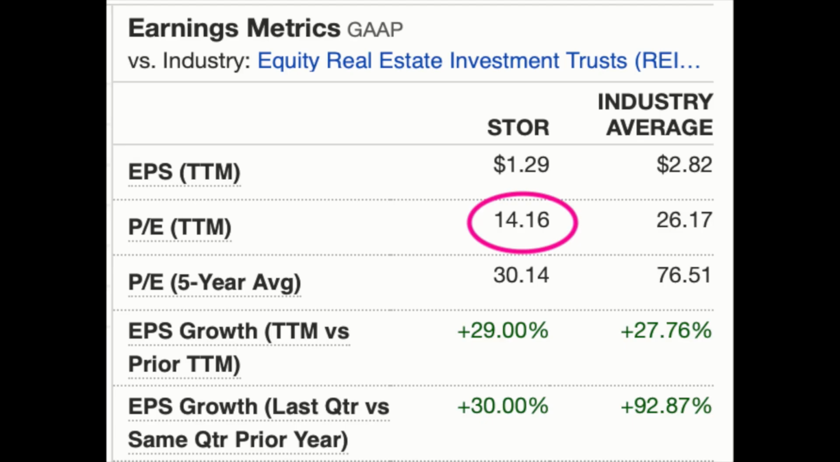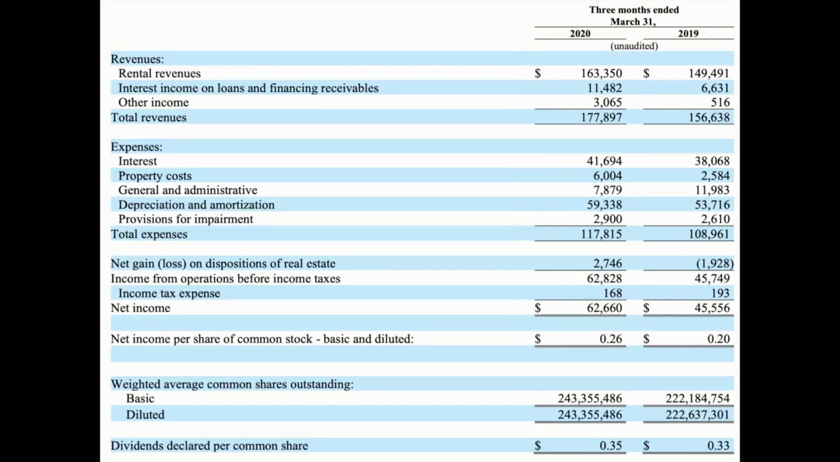They are currently trading at a price of $20.34, have a market cap of $4.97 billion, and have a current PE ratio of 14.16, which if we compare it to the industry is amazing, as well as their 5-year average PE. During the last quarter ending on March 31st, they reported an increase of almost 14% on their revenue and 37.5% on their net income, even with all the pandemic going on.